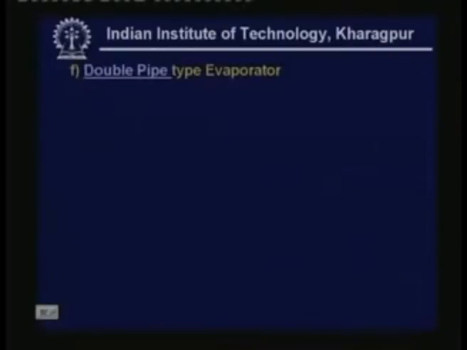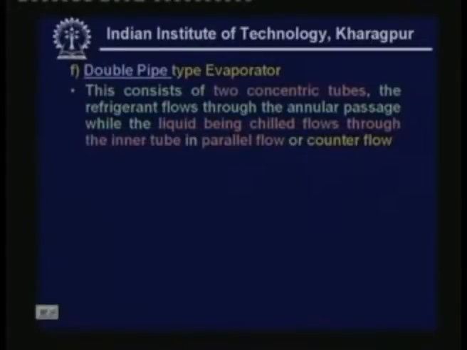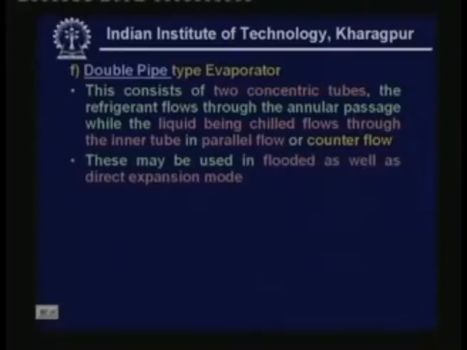Now let us look at double pipe type evaporator. As the name implies, this is almost similar in construction to the double pipe type condenser. Again, this consists of two concentric tubes. The refrigerant flows through the annular passage, while the liquid being chilled flows through the inner tube in parallel flow or counter flow. These may be used in flooded as well as direct expansion mode.